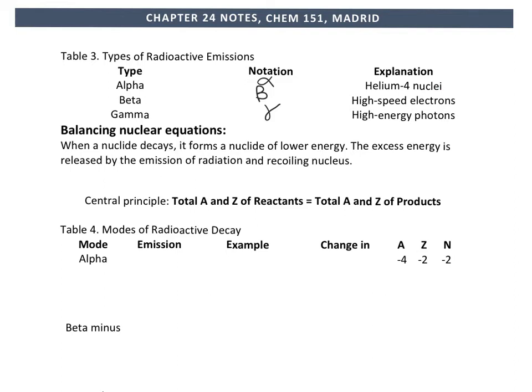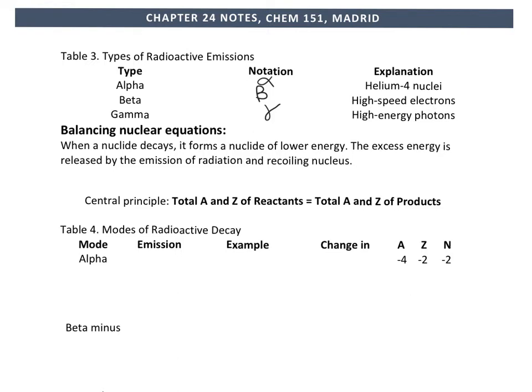For beta radiation, in the process of a nuclide emitting a beta particle, they are in essence losing a high-speed electron. And then gamma, in the process of a nuclide radiating gamma particles, they are losing high energy photons. We're going to use these notations to balance nuclear equations.